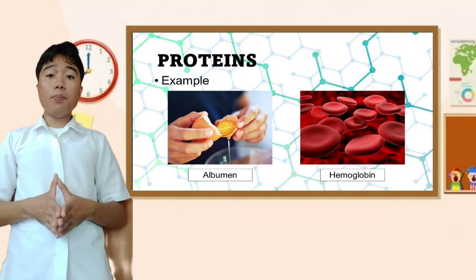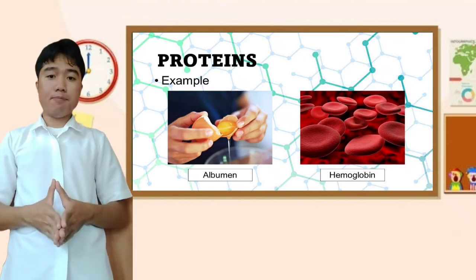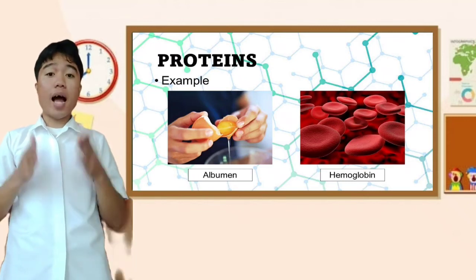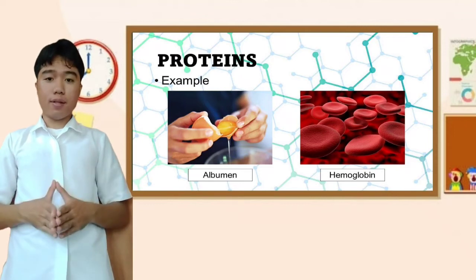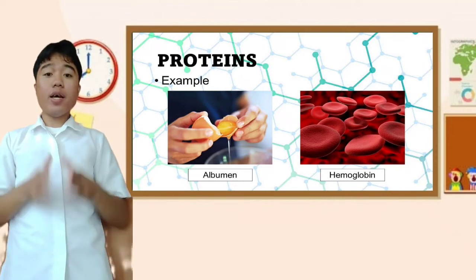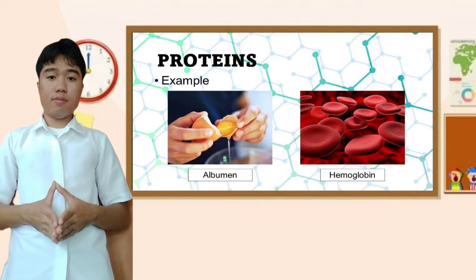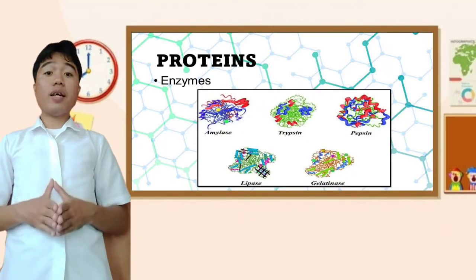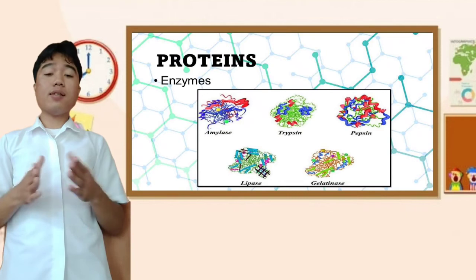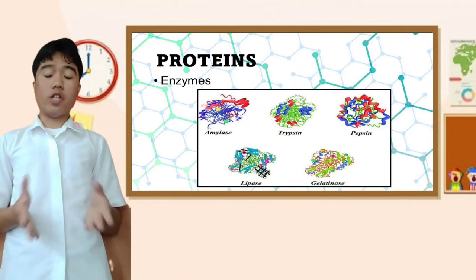Here we have examples where we can find a protein. First one here we have the albumin of the egg, or the egg white. And the next one we have here is hemoglobin in our blood. Next we have here enzymes. And these enzymes are responsible for our digestion.